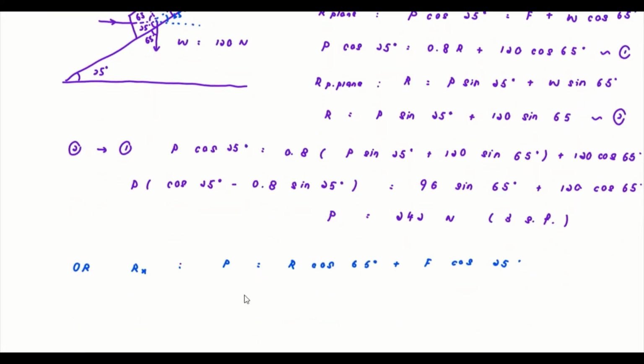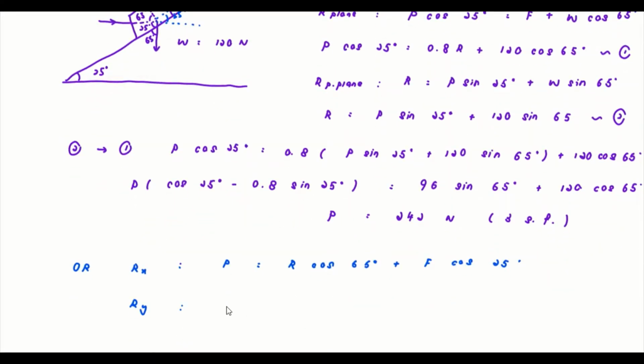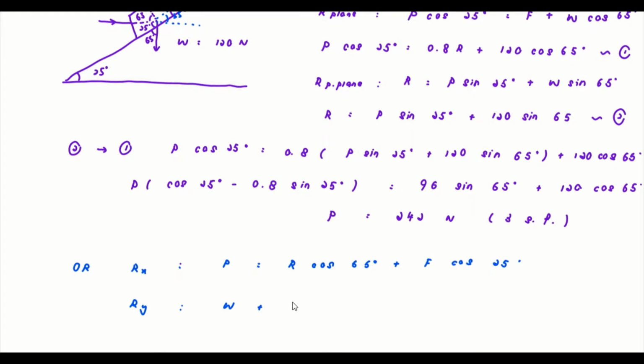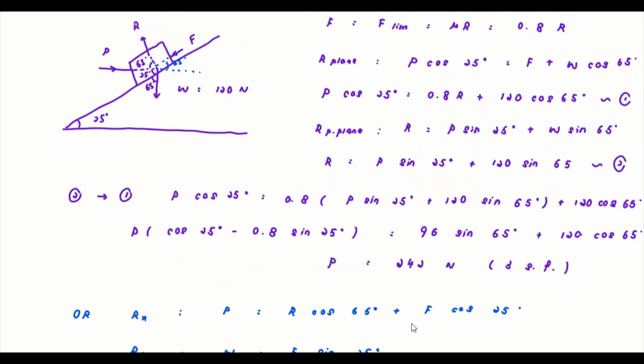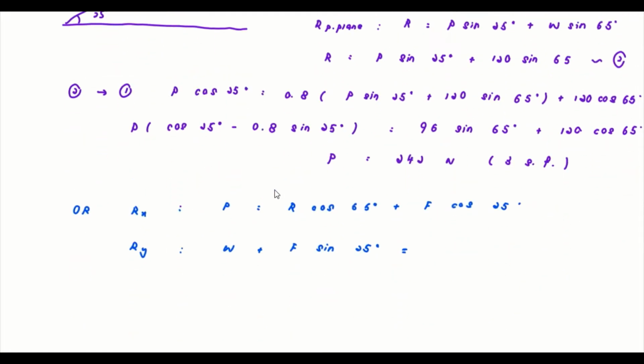Then your second one, when you resolve it in your y direction, moving down you have your W and your F. So it will be W plus F here moving down, which is F sine 65, oh sorry, F sine 25, equal to, moving up you have only R, but you need to resolve it. This is 90 degrees as well, so this is 65, and then you have R sine 65.